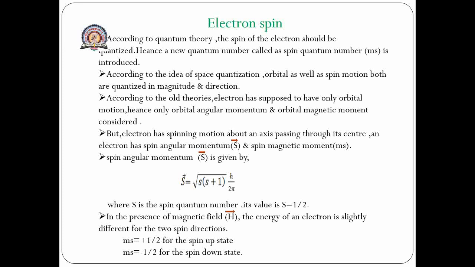We also consider the spin magnetic moment. Now the spin angular momentum S bar is given by S bar is equal to square root of S into S plus 1 into h upon 2 pi. The value of h upon 2 pi is also written as h cut, where S is the spin quantum number and its value is plus or minus 1 half. Ms equal to plus 1 half represents the spin up state, and Ms equal to minus 1 half represents the spin down state.